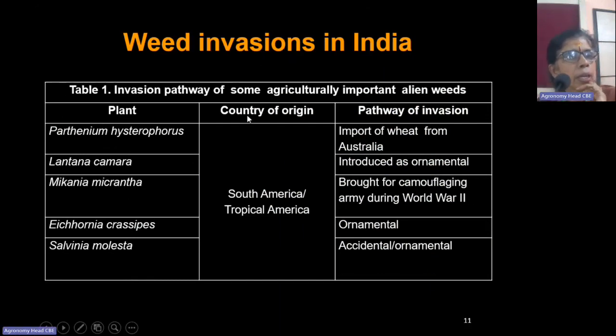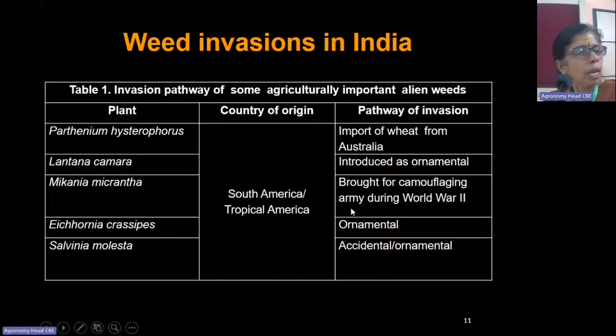In the history of weed invasions in India, these are some of the major weeds like Parthenium. South America or tropical America accounts for more than 50%, about 55%, of the total introductions. Parthenium, Lantana, Mikania, Eichhornia, and Salvinia are all from South America or tropical America. And you know that Parthenium came through wheat import.